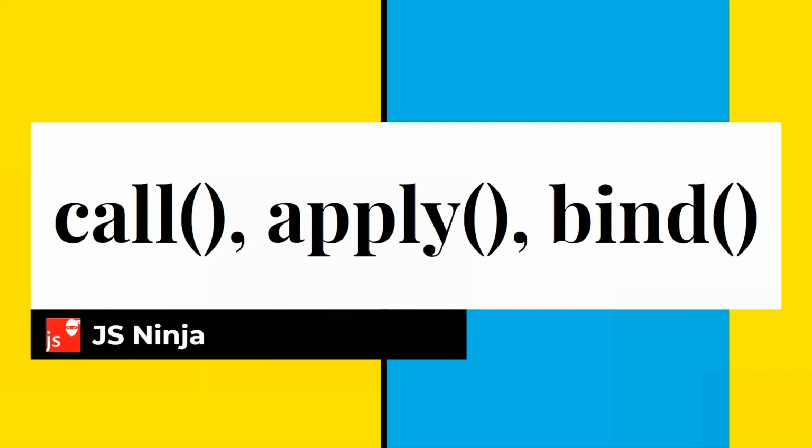Before going deep into call, apply, bind, I want to tell you guys about what is this keyword. It's very important to take a step back and first look at why this keyword exists in the first place. So this keyword allows you to reuse functions with different contexts. It allows you to decide which object should be used when invoking a certain function or a method.